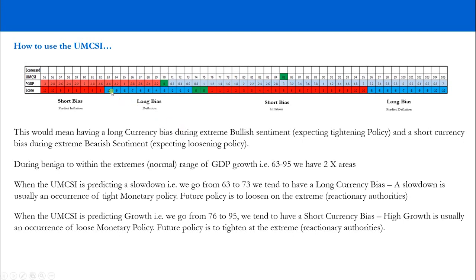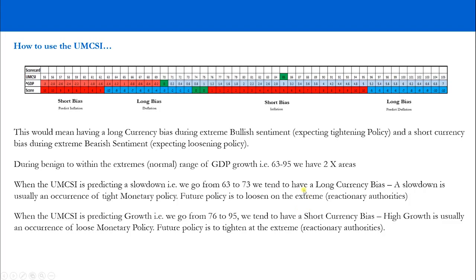What does that mean? It means that we get to a certain point where deflation is at a level where the authorities are not responding, but we know from history that when we get into this zone here on the UMCSI, this is predicting levels of GDP growth where it's extreme, and the central authorities have to act. They have to create inflation. So we have to be prepared to flip in our bias from predicting deflation and having a long bias to predicting inflation, because we're getting to extreme levels.